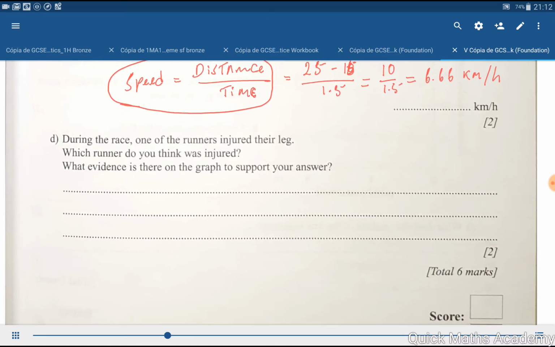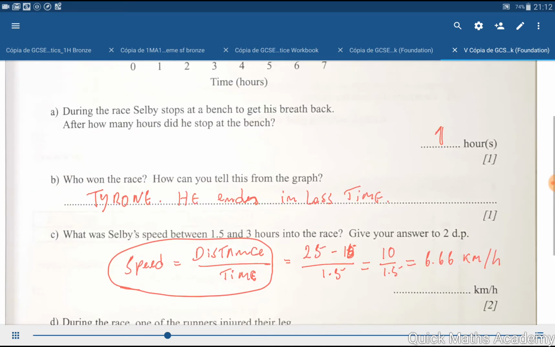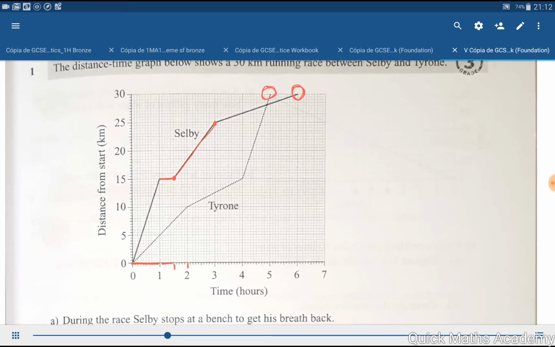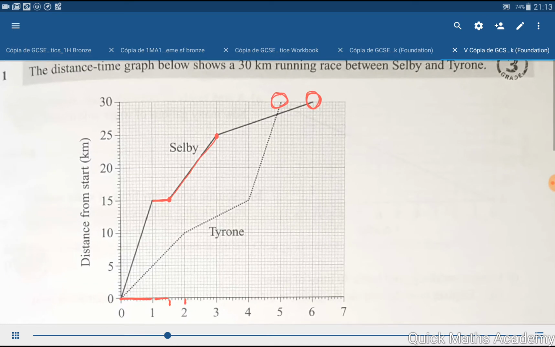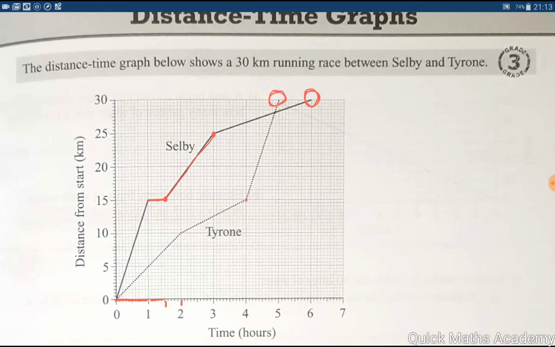During the race, one of the runners injured their leg. Which runner do you think was injured, and what evidence do you have to support the answer? Looking at this, we can see that Tyrone increased his speed from hour 4. Tyrone was very fast, so Tyrone can't be injured, because he ended the race at this high speed.